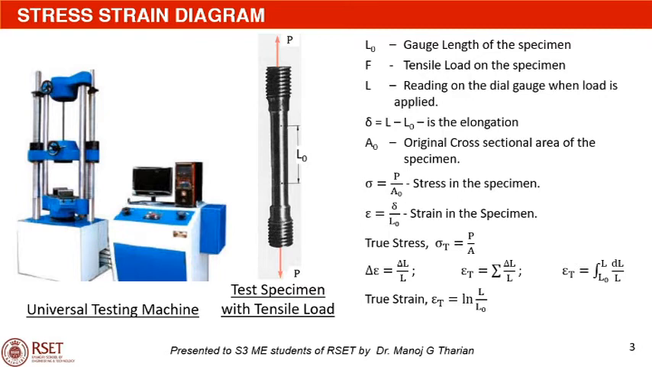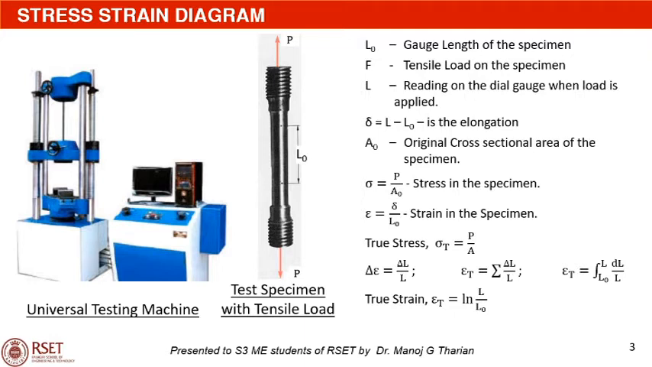stress strain curve for the given material. The stress strain curve for a given material is an important characteristic of the material. To plot the stress strain curve for a material, we use the universal testing machine shown in this figure. The specimen used in the universal testing machine is shown here. The specimen is clamped between the two jaws at the location shown in the universal testing machine.